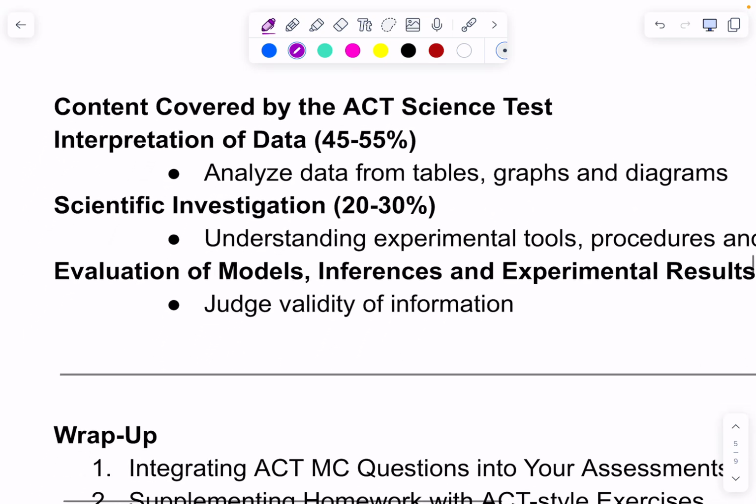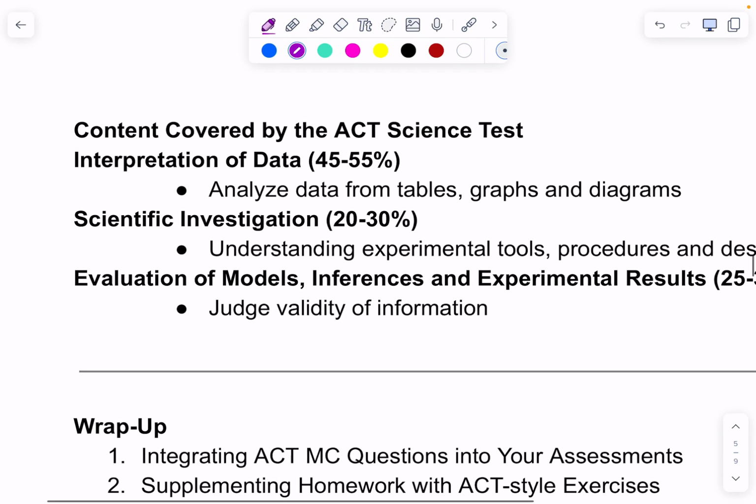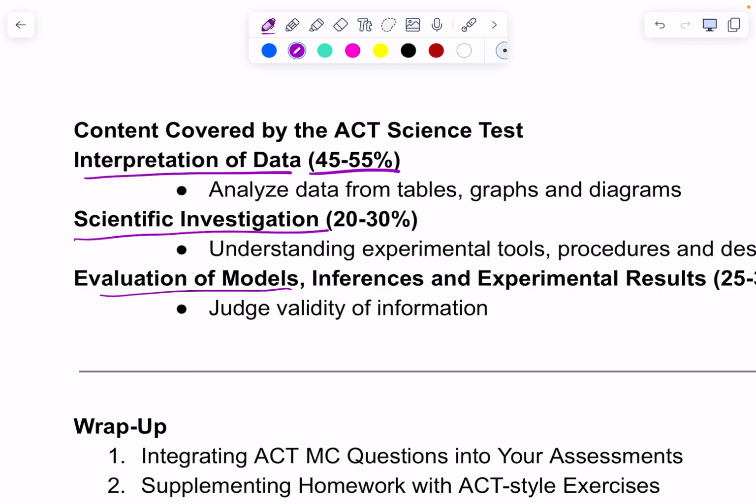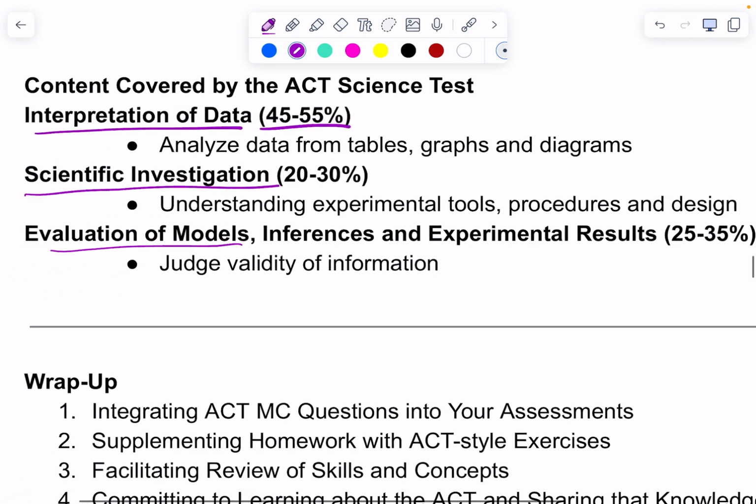Let's keep it going. Here is ACT content covered. You have 45 to 50% is interpretation of data, scientific investigation, and evaluation of models. You can read through that if you want to, but there's that.